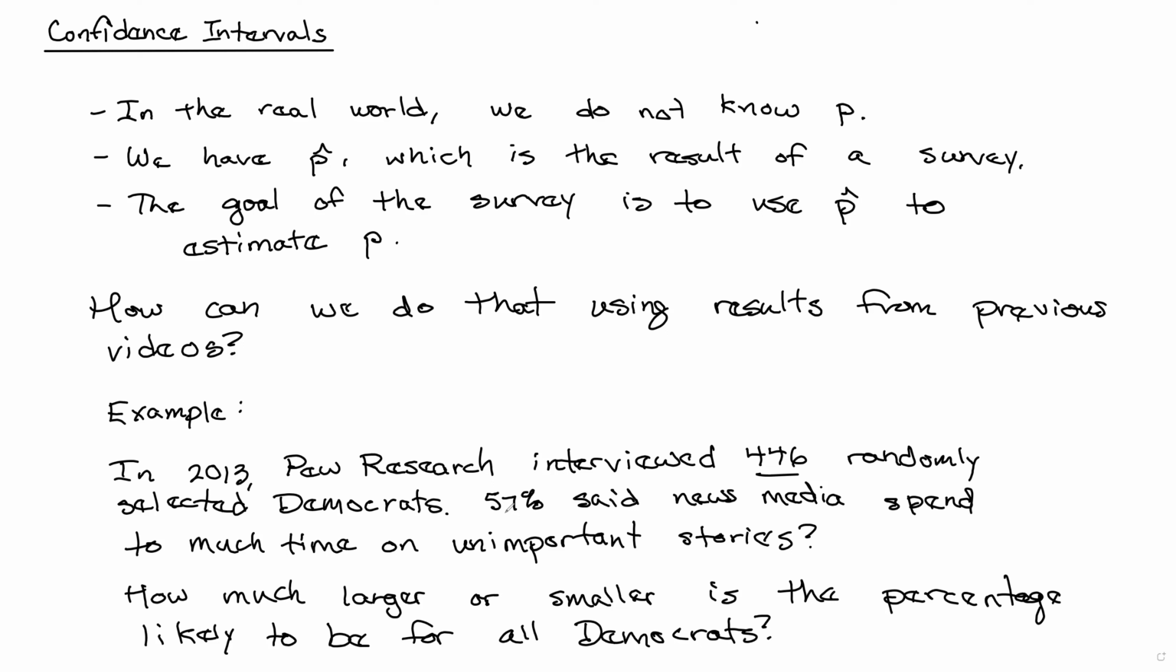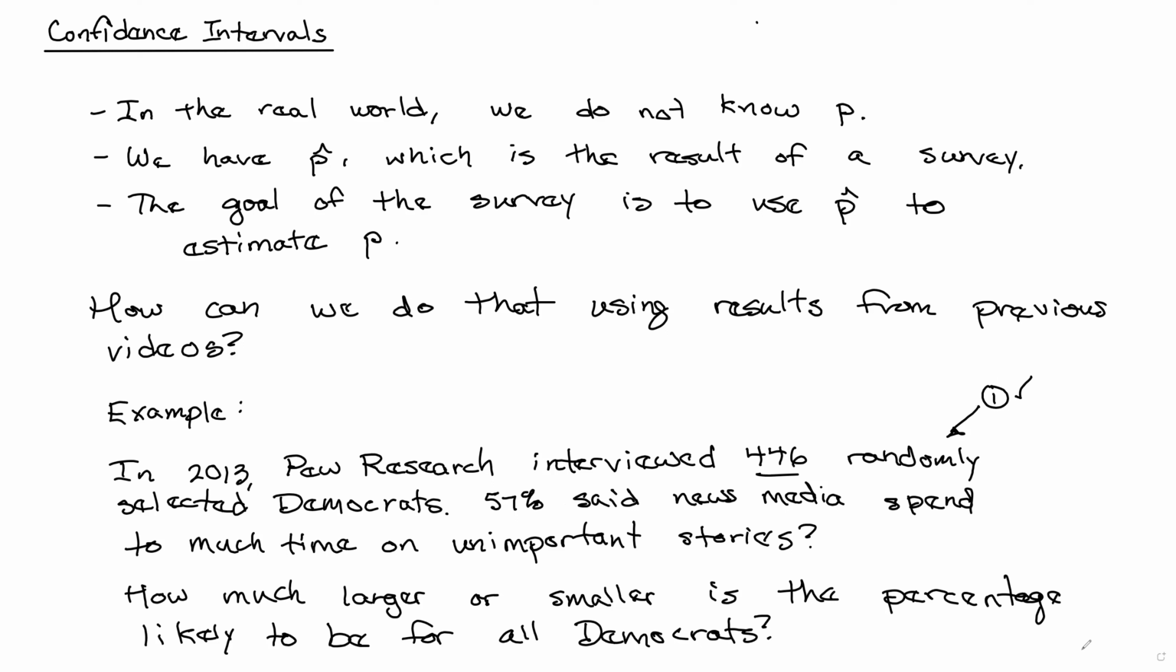To use it, we need to start off by looking at the various requirements. There are three requirements to use the central limit theorem. Number one, the survey needs to be conducted randomly. This word randomly here is key. So that's number one. Check, we've got randomness.